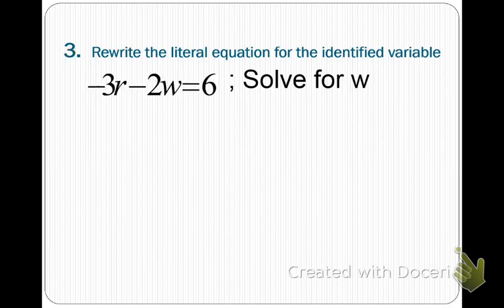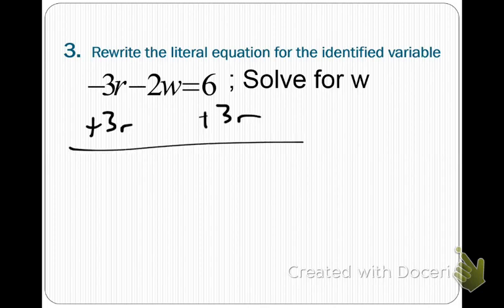Okay, let's try it again. Negative 3r minus 2w equals 6. Solve that guy for w. Okay, got it? Negative 3r minus 2w equals 6. Solve for w. First thing you want to do? Add 3. Yep, add the 3r.